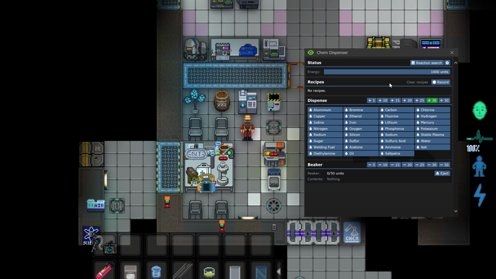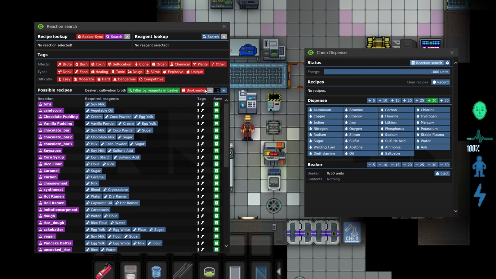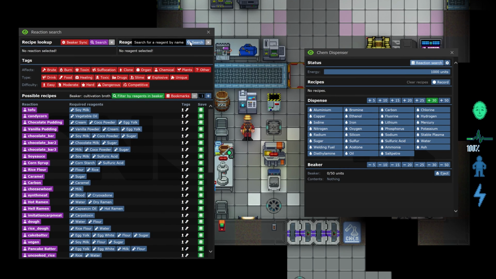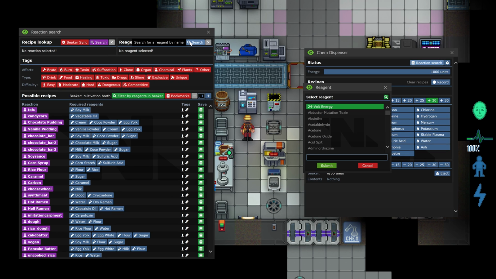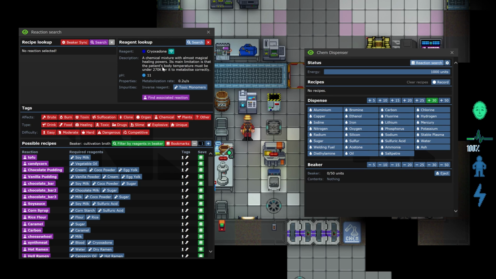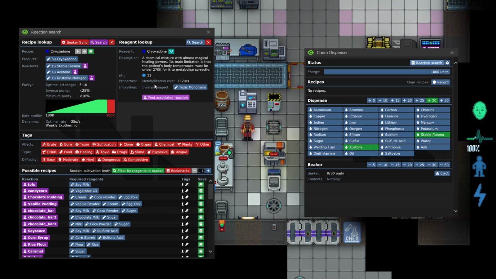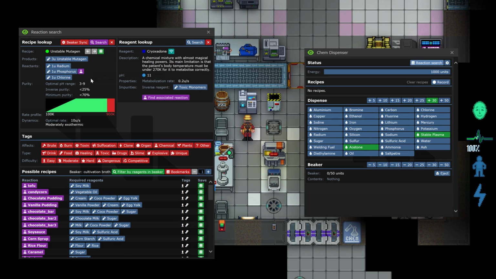It comes with a very nice reaction search interface. Here we can just look up what we need, and I want to have some cryoxidone. It shows here the chemical details, and I want to find the reaction to create cryoxidone. It shows that I need some stable plasma, acetone, and unstable mutagen. It also highlights the reagents here in the chem dispenser, but the unstable mutagen is not available by default. Let me click on the reaction for the unstable mutagen, and let me create it on our own.